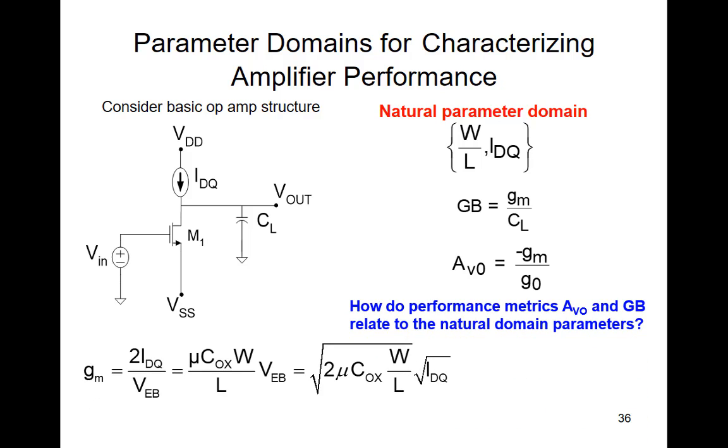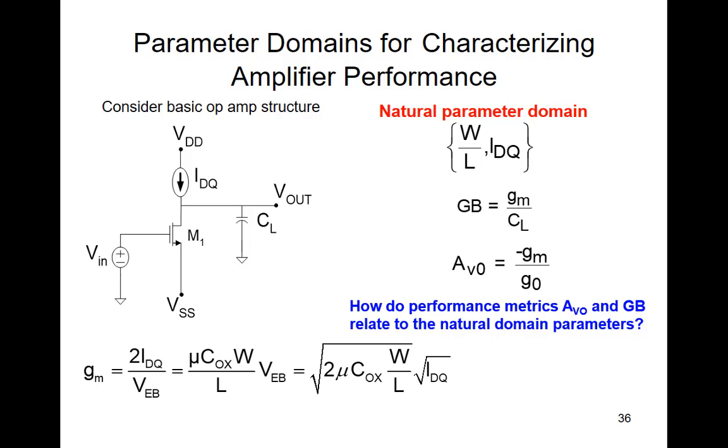However, we can write GM in different ways: 2 IDQ over V excess bias, mu Cox W over L times V excess bias, or the square root of 2 mu Cox over L times the square root of IDQ. If I express GM this way, it involves only the 2 parameters that are in the parameter domain and process parameters that are characteristics of the process.